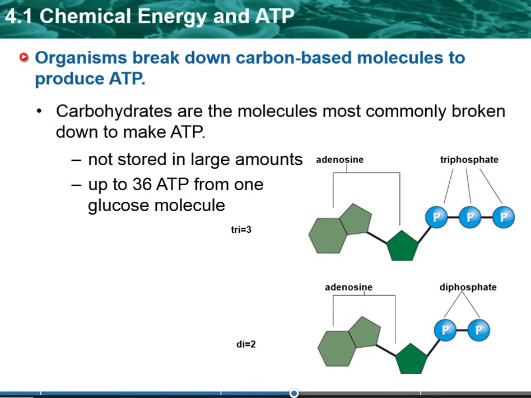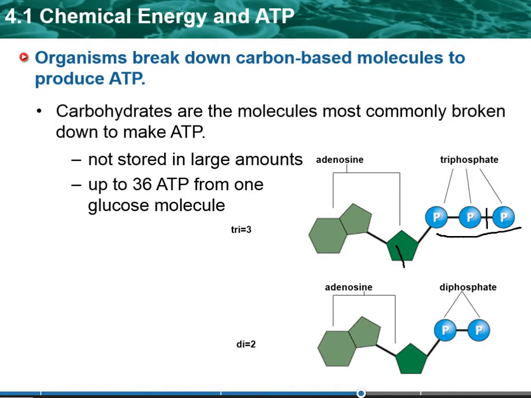But again, this is what I was showing you that just popped up on the screen. Tri means 3, di means 2. The ATP molecule is made up of 3 phosphate groups right here. This right here is a 5-carbon sugar, and then this is a base basically right here. So that is the structure of the ATP molecule: you've got the adenosine, a 5-carbon sugar, and three phosphate groups attached to it. That's going to be what makes it up.